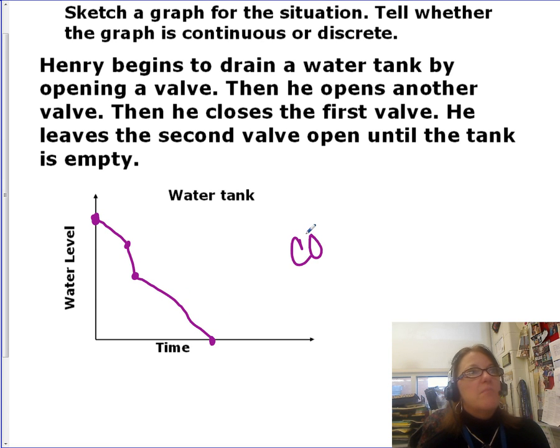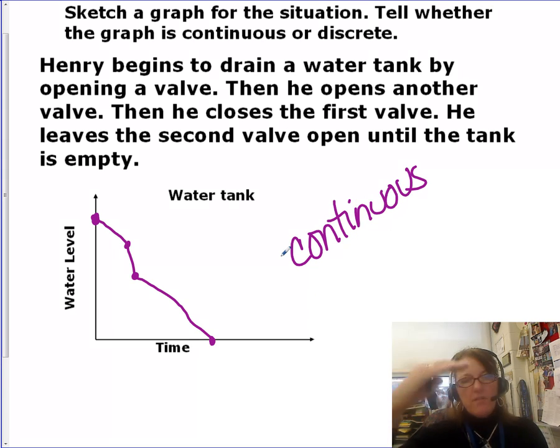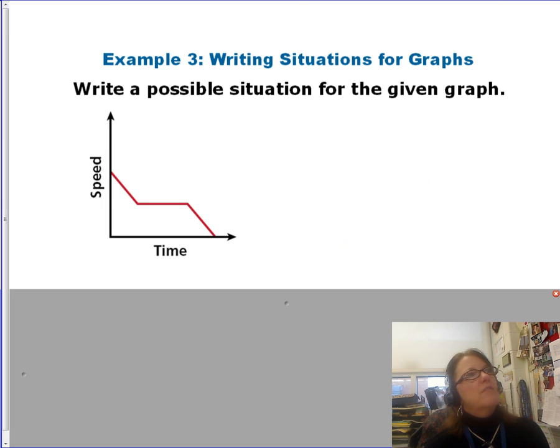This would be an example where it should be continuous again. Okay, continuous, because the water level doesn't all of a sudden hop, it passes through and it's a steady type of thing. So not dots, a continuous graph.